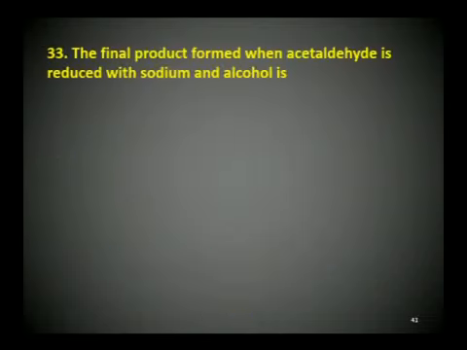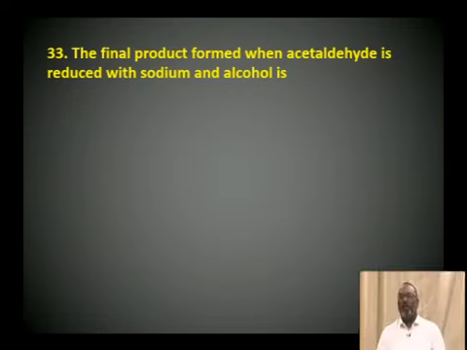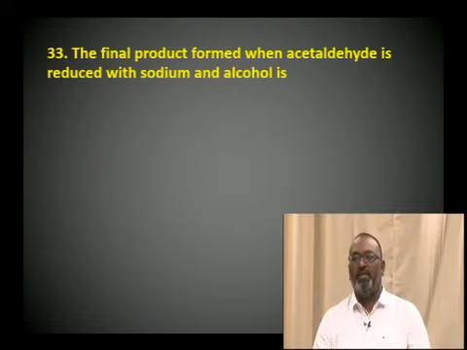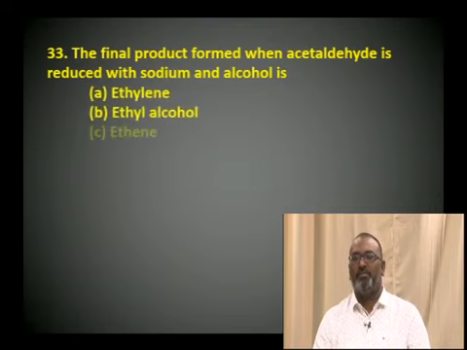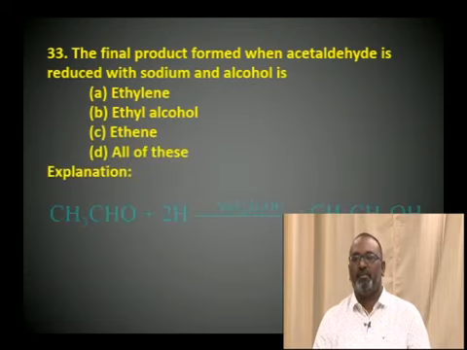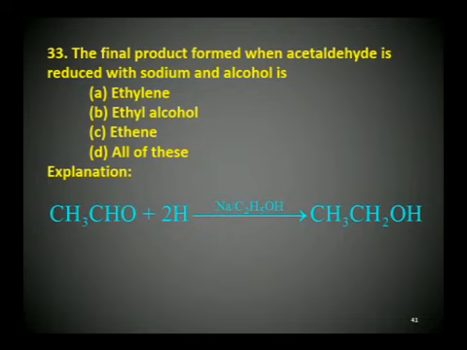Question number 33. The final product formed when acetaldehyde is reduced with sodium and alcohol is ethylene, ethyl alcohol, ethene, all of these. So acetaldehyde, when it is reduced in the presence of sodium and ethyl alcohol, produces ethyl alcohol as the product, that is a primary alcohol will be produced. So that is why the answer is B.